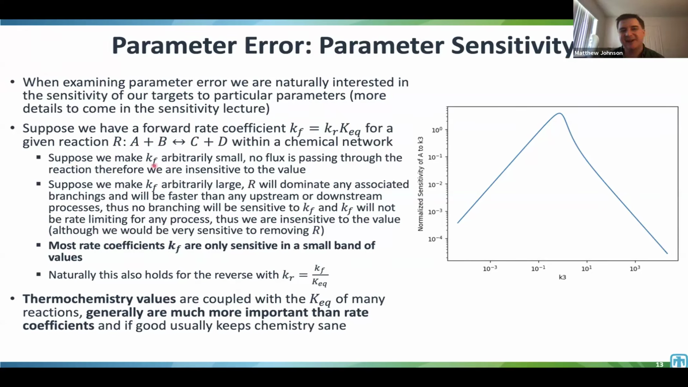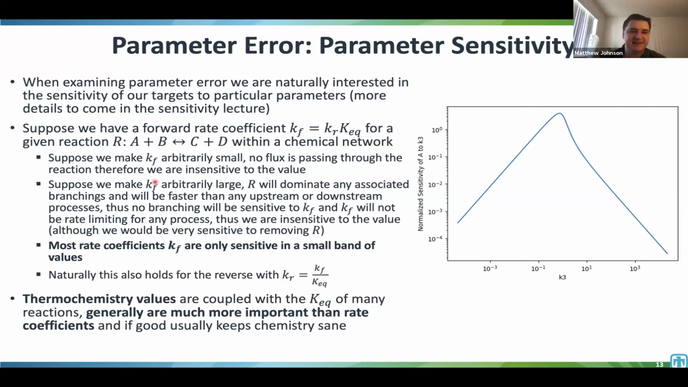Now, it's very intuitive. If we take this forward rate coefficient and we make it arbitrarily small, then the flux going through this reaction will be very, very small, and so it will have relatively little impact on the mechanism. So if we wiggle this kf around, not much is going to happen in the mechanism. So if kf is very, very small, it's not going to be sensitive. And on this plot of the normalized sensitivity of this rate coefficient versus the rate coefficient, you can see over here, this is true. If the rate coefficient is really small, it becomes very insensitive. Now, a little bit less intuitively, if we make kf very large, this also decreases our sensitivity.